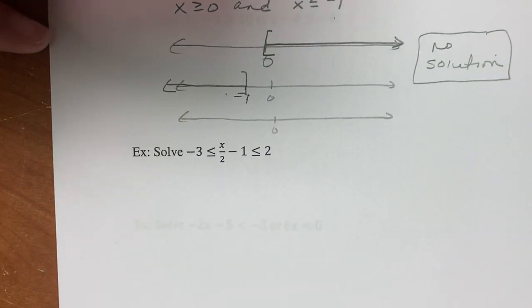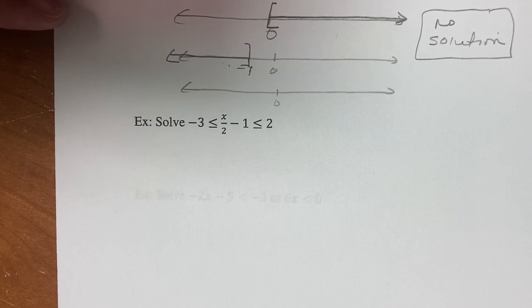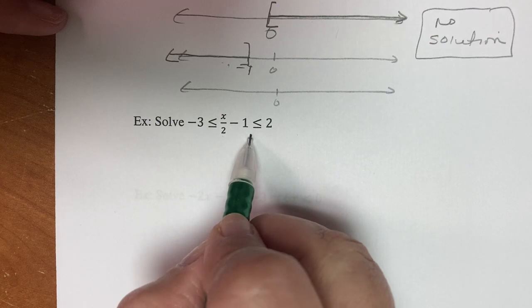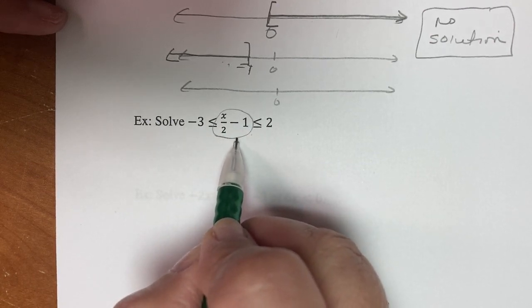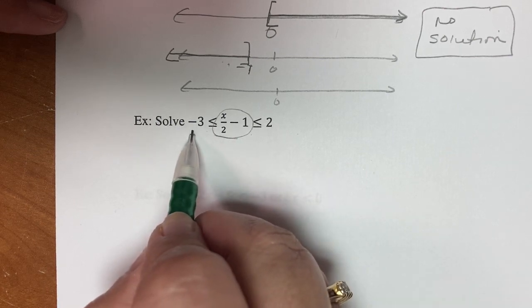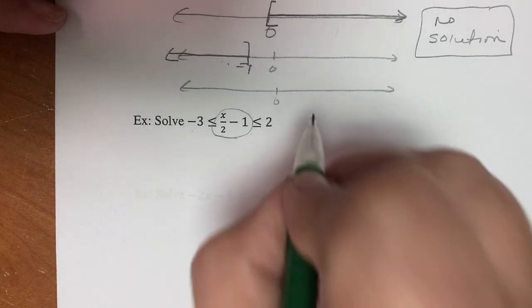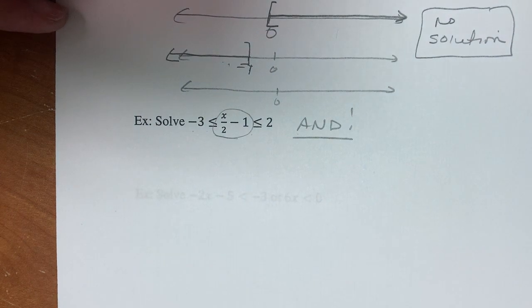All right, our last and statement here. Now I know the word and isn't here, but this is still considered an and statement. What it says is x over 2 minus 1 is both greater than or equal to negative 3 and less than or equal to 2. So this is still an and statement, even though our word and is not there.